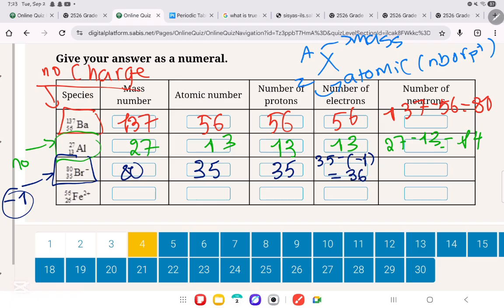Let's move on to the number of neutrons. It's going to be 80 minus 35. Put it on the calculator and you're supposed to get an answer of 45.